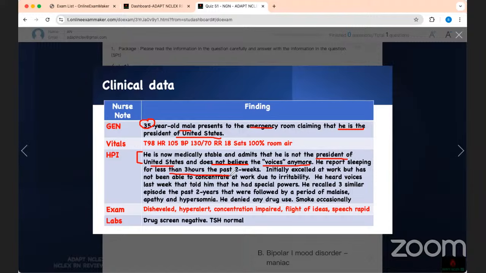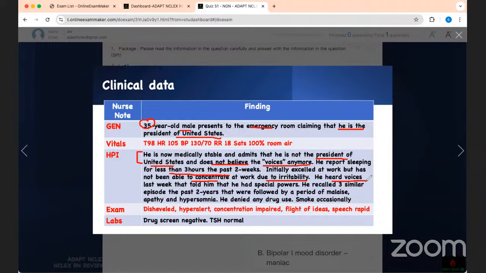That is another keyword. I'm leading you, but when you're reading, you should be doing the same thing I'm doing. Initially, he excelled at work, so he was doing well, and has now not been able to concentrate. Due to what? Irritability. Are the words connecting? He heard voices, right? He heard voices last week that told him that he had special powers.